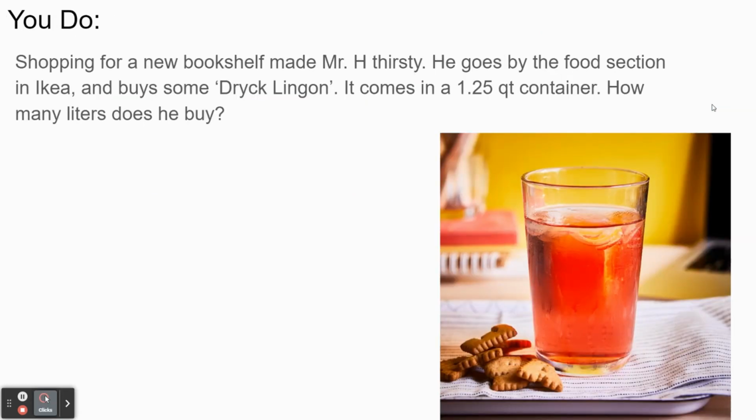In our you-do problem for today, we have this scenario. Shopping for a new bookshelf has made Mr. H thirsty. He goes by the food section in IKEA and buys some dricklingon. I have no idea if that's how it's pronounced. Anyway, it comes in a 1.25 quart container. What I'd like you to do is figure out how many liters of the stuff I actually bought. So again, look at that table from earlier in the video. You should have copied it down. And use that to help you solve this problem. Pause the video.